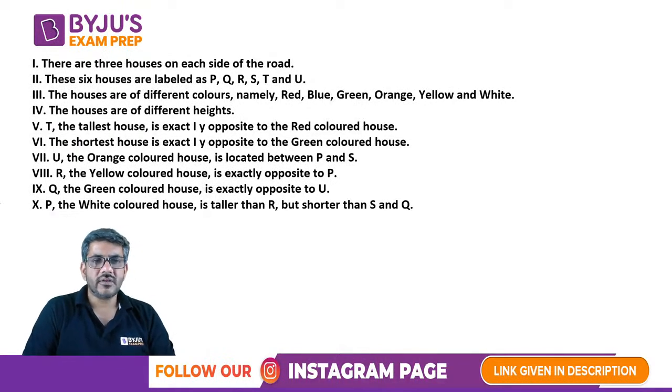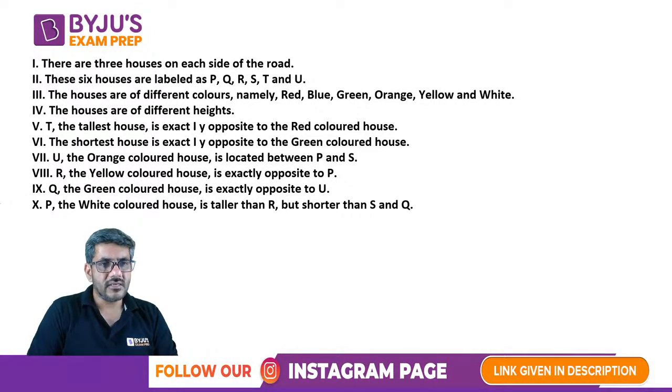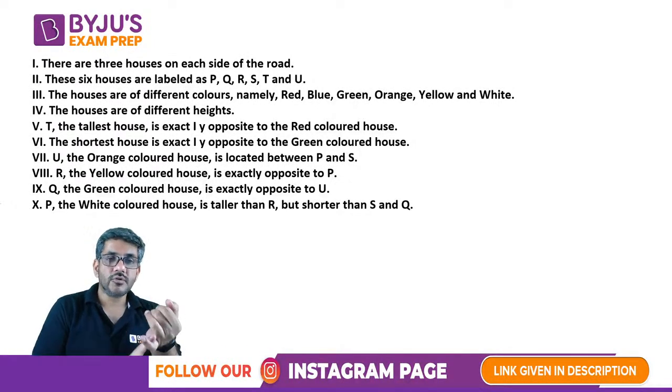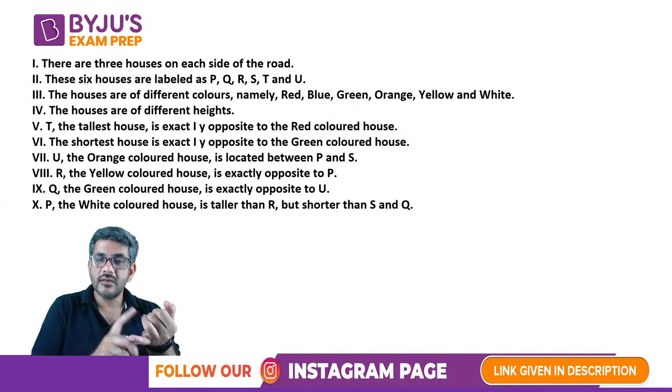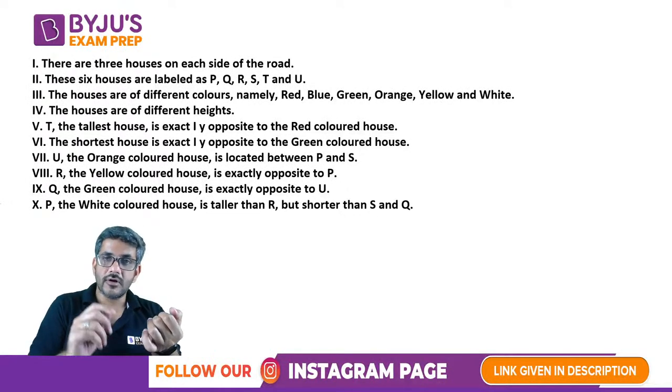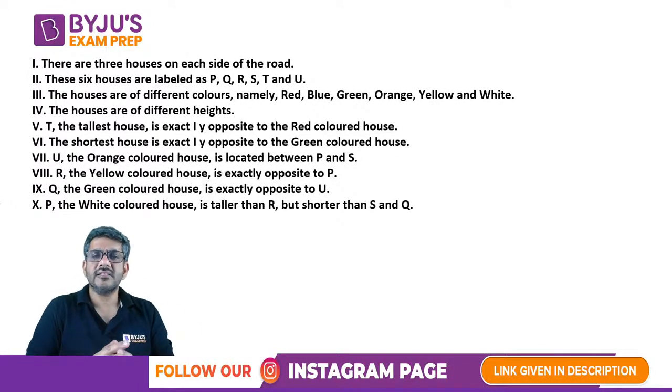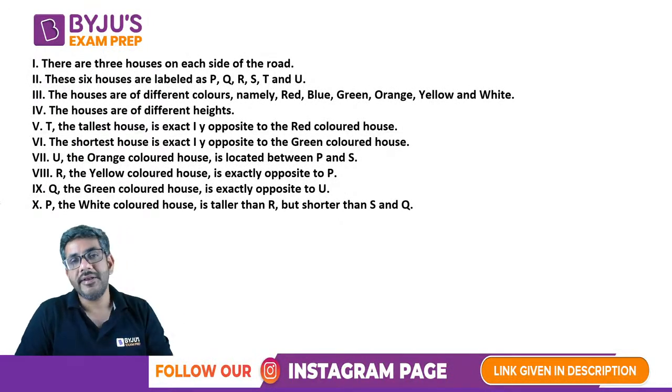There are 3 houses on each side of the road. These 6 houses are labeled as P, Q, R, S, T, U. The houses are of different colors. The houses are of different heights. So we have to arrange the houses. We also have to arrange according to their color. We also have to arrange according to their heights. When 3 things are there, keeping all the 3 things together and figuring it out becomes quite difficult.